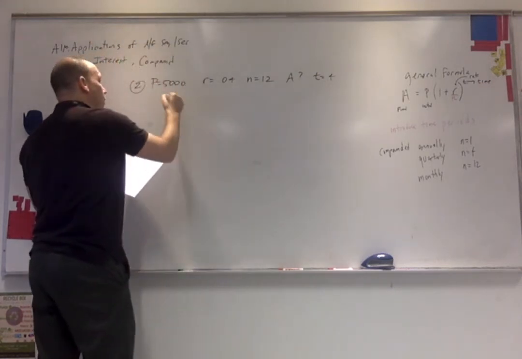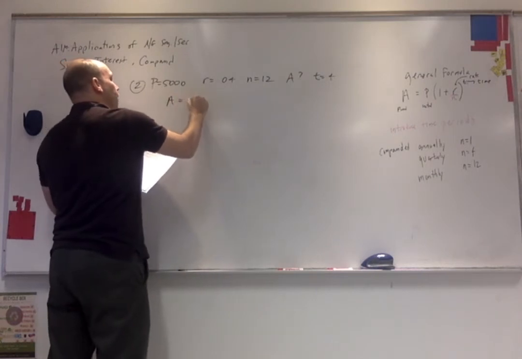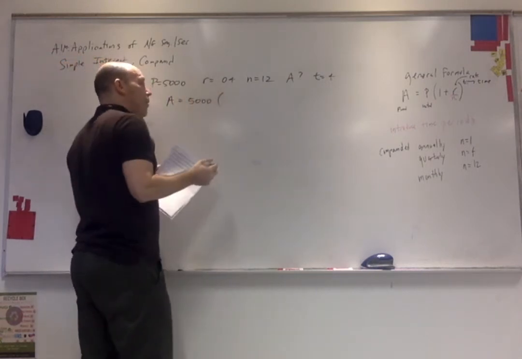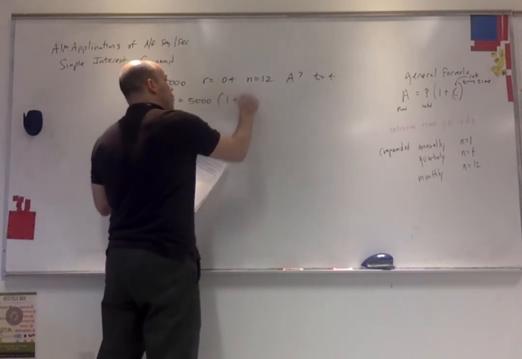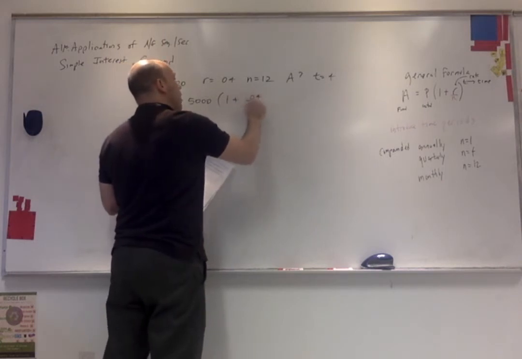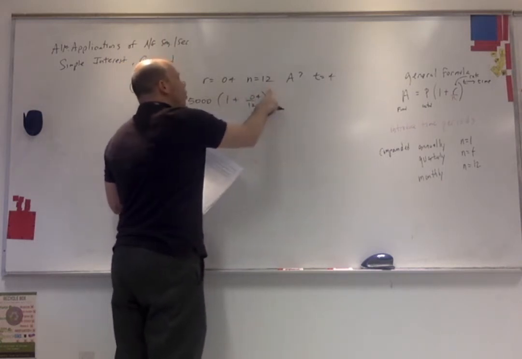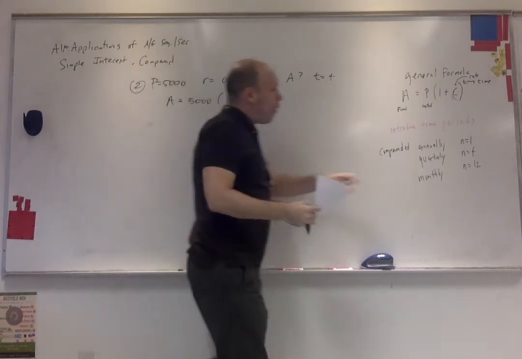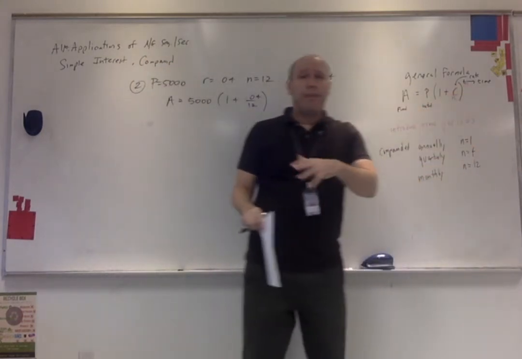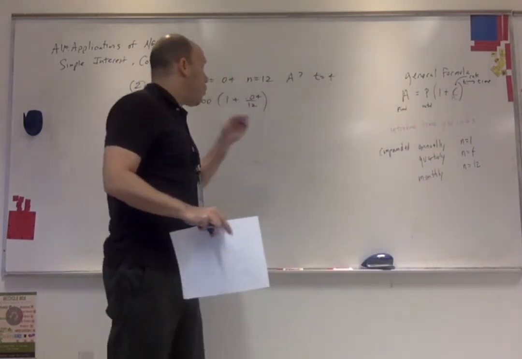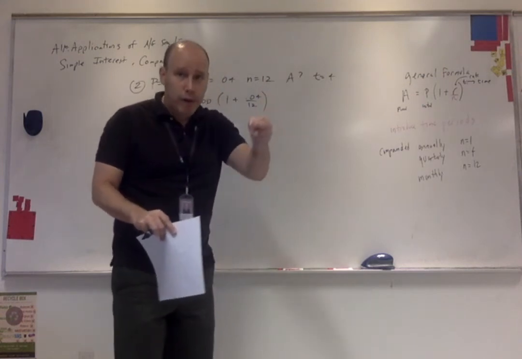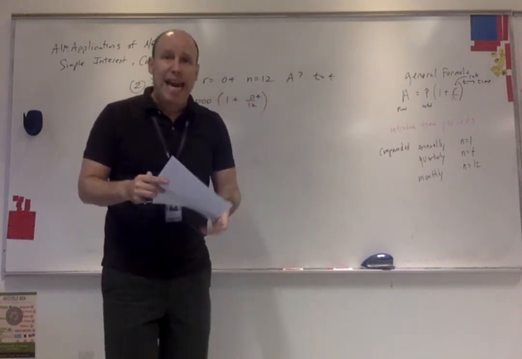Okay. So we know that A equals 5,000, open parentheses, 1 plus 0.04 divided by 12. What's going on up here? Well, the formula says, if we're doing something 12 times a year over 4 years, we have it 48 times.